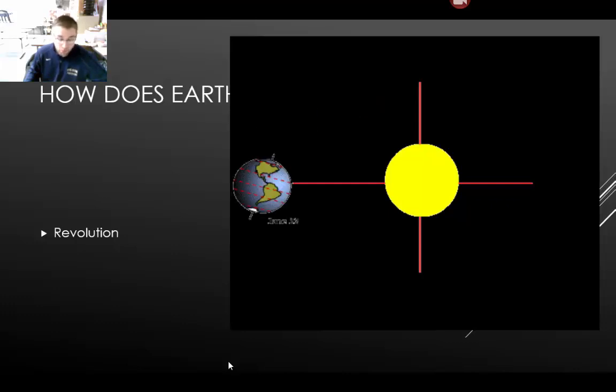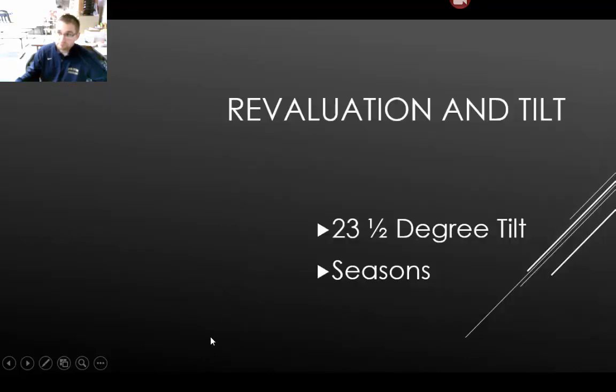Earth's path, or orbit, is slightly elongated. This is called an ellipse. Earth's orbit brings the path of our planet closest to the Sun in January. Our Earth is on a tilt of 23.5 degrees. The tilt causes our seasons.